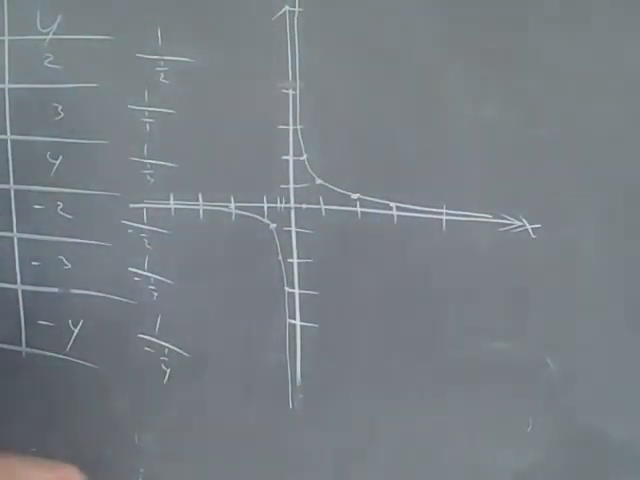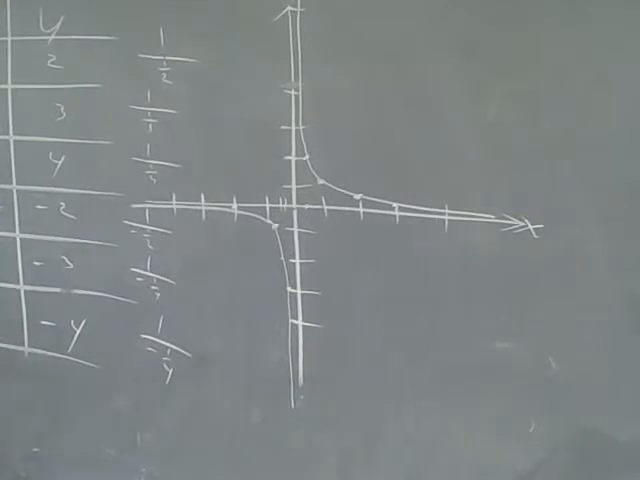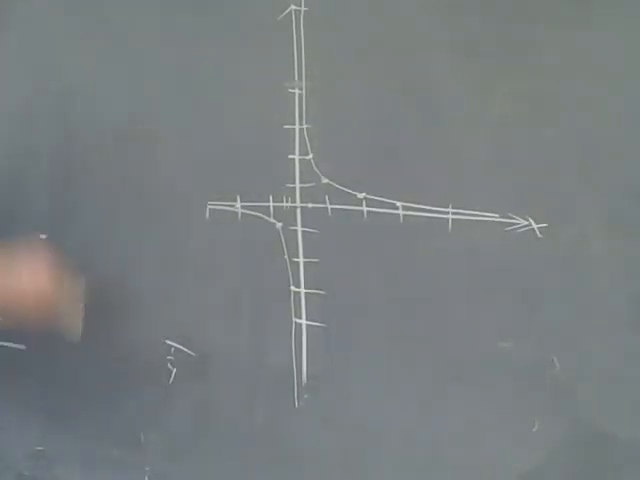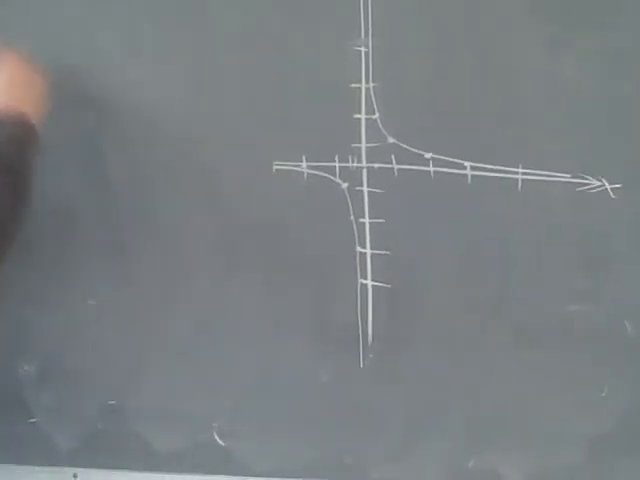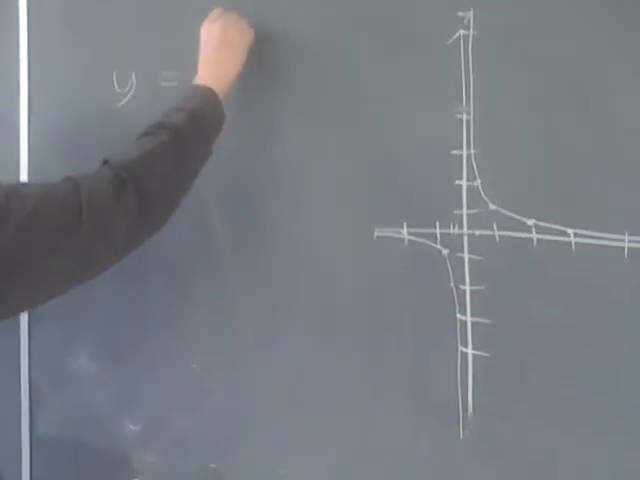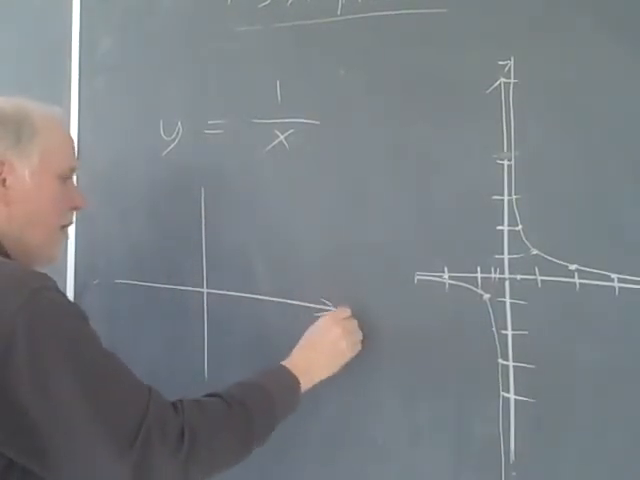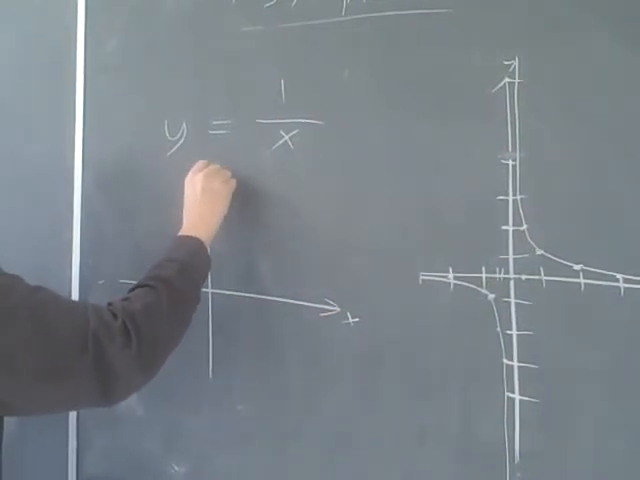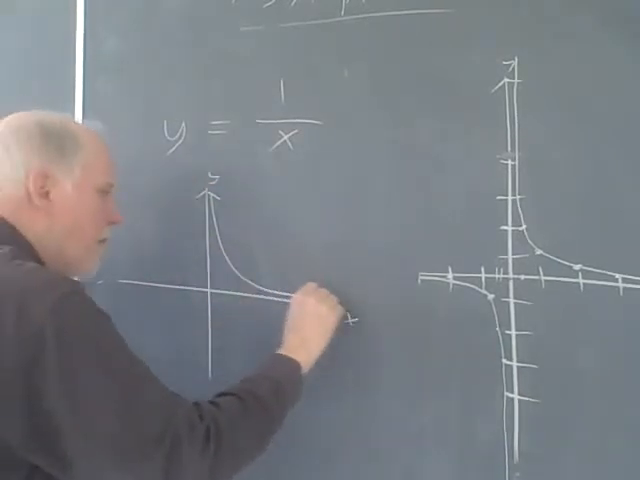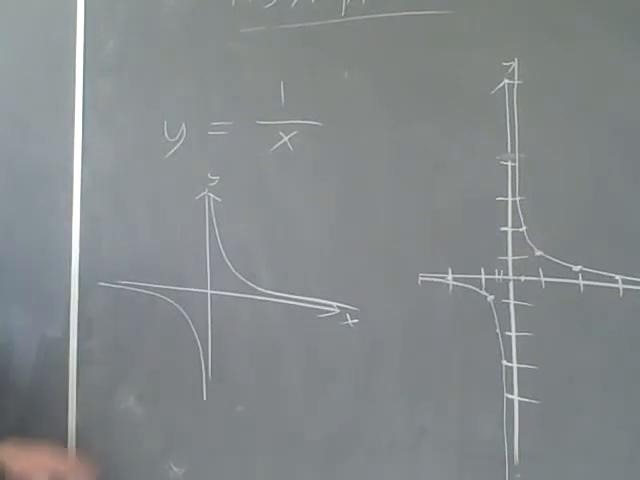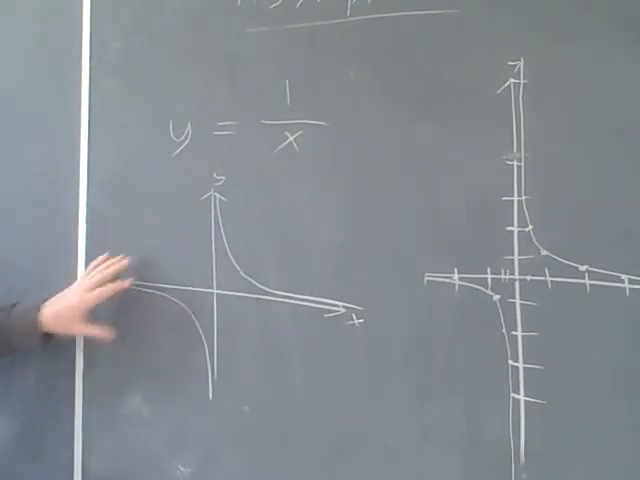Now, for you, we've plotted this thing. We're done. You don't have to do this every time. And if somebody asks you, please plot the graph y equals 1 over x, here's what you'll do. You say, okay, here it is. In other words, you don't plot points. You just know how it goes.